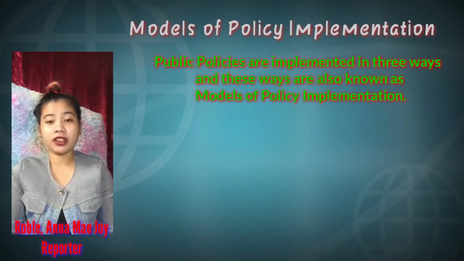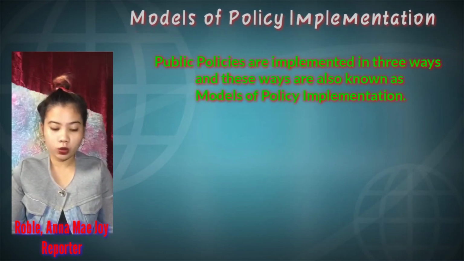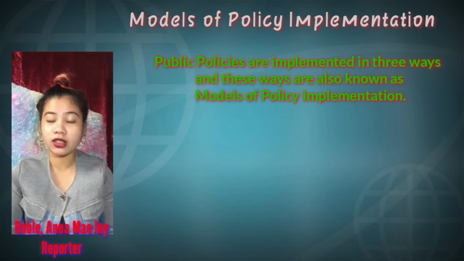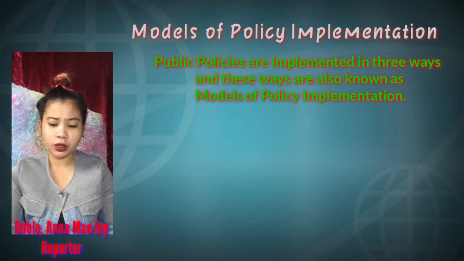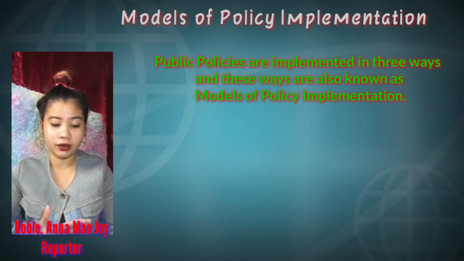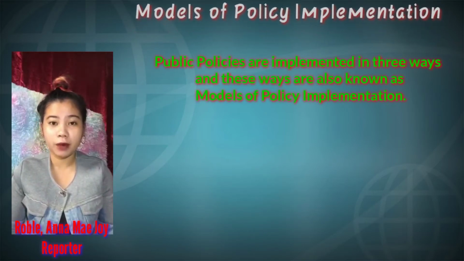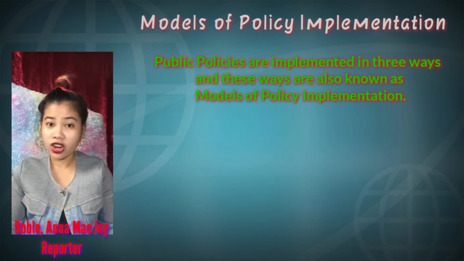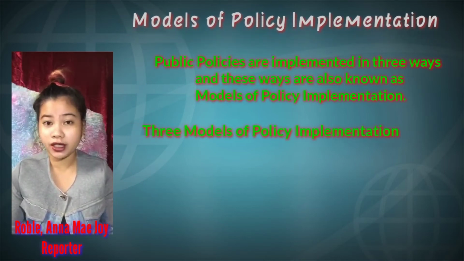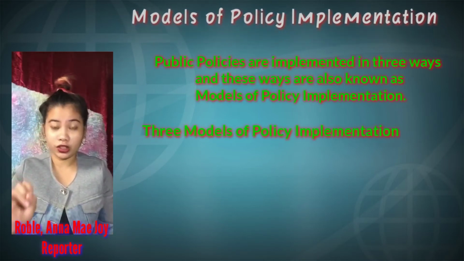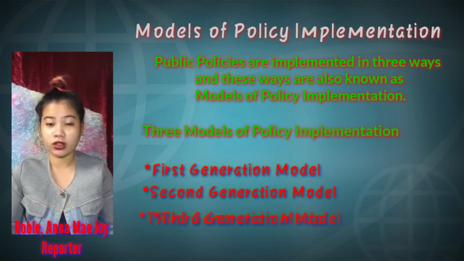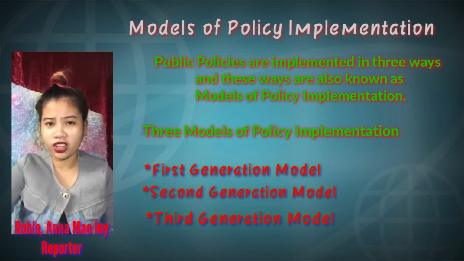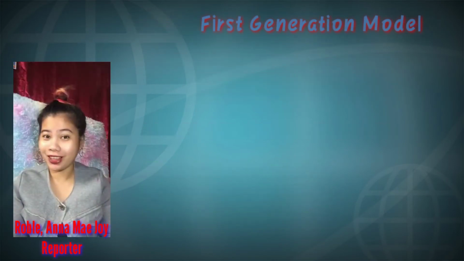Models of policy implementation. Public policies are implemented in three ways, and these ways are also known as models of policy implementation. A look at these models will help us in understanding the diverse paths to implementation of public policies. There are three models of policy implementation: the first generation model, second generation model, and the third generation model. What are these models?